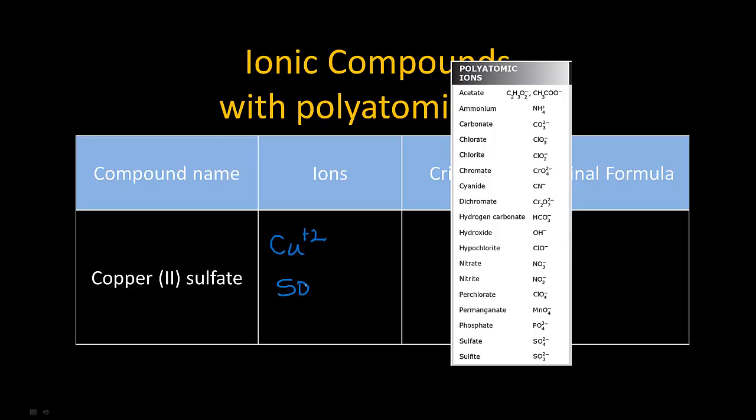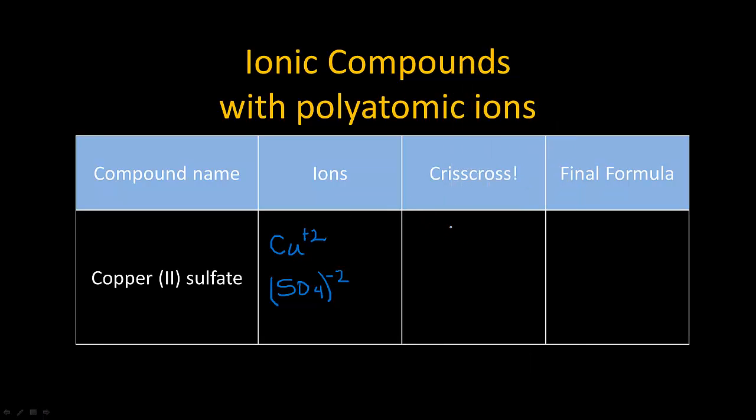So SO4, I'm putting parentheses around there with a -2 charge. Now we're going to crisscross. So we got Cu +2 charge and an SO4 with a -2 charge. This 2 is going to go down by the copper. So we've got copper 2. This 2 is going to go down by the sulfate. So we put parentheses and we do SO4 with a 2.